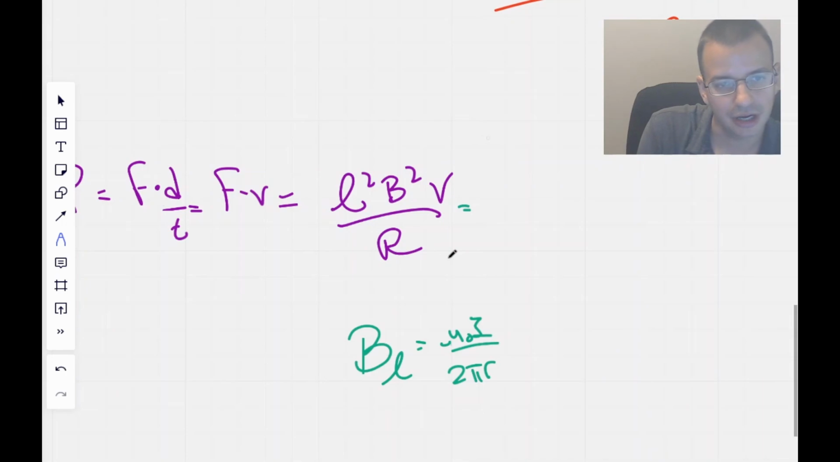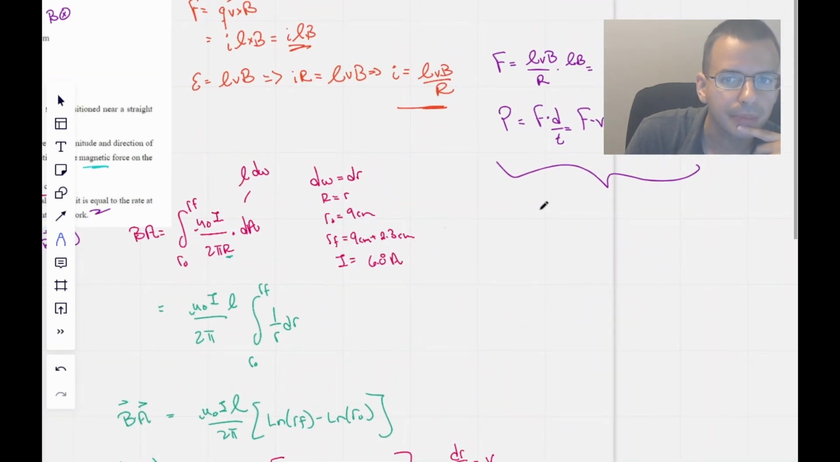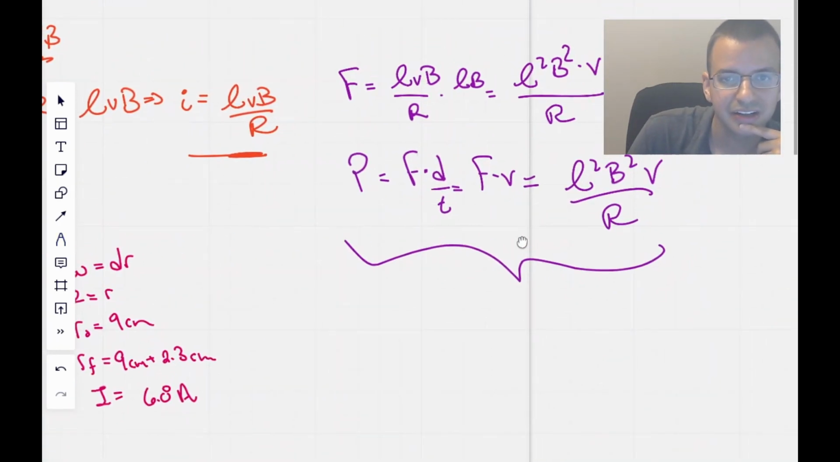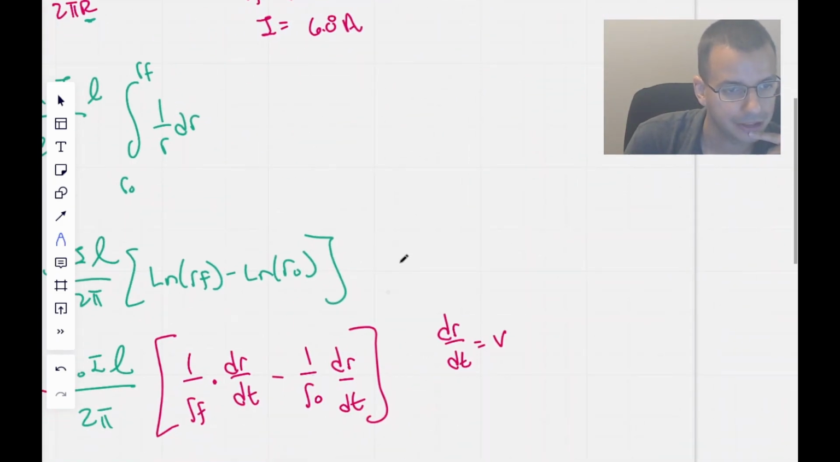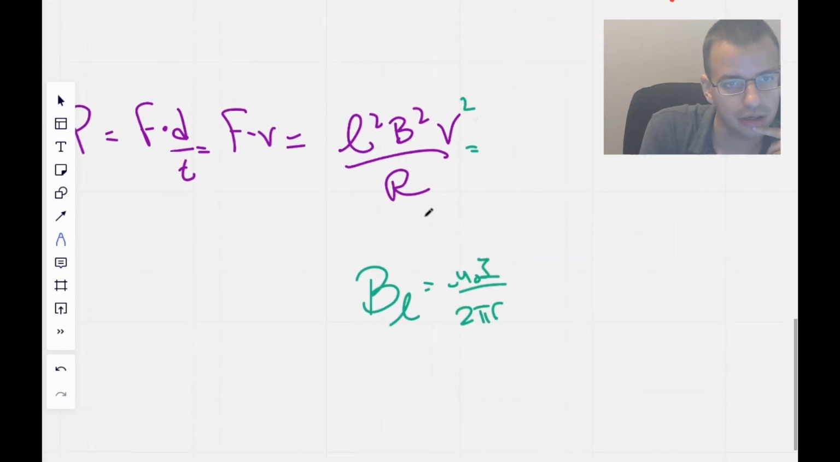And so then this becomes, wait a second, did I miss something? Aha, I did. So that's supposed to be v squared. F dot v is force times velocity. Force is L squared B squared v over R. And then we pick up an extra v when we convert force into power. Okay, so that was a mistake. So that's supposed to be squared.